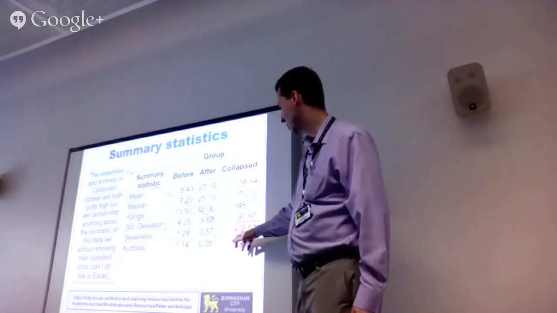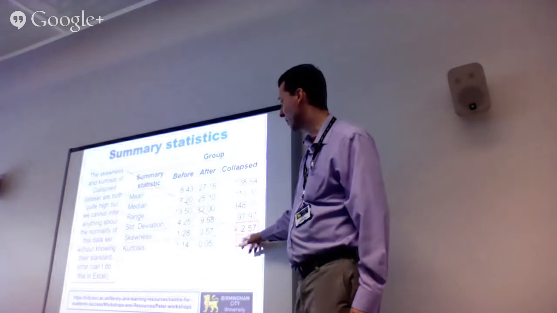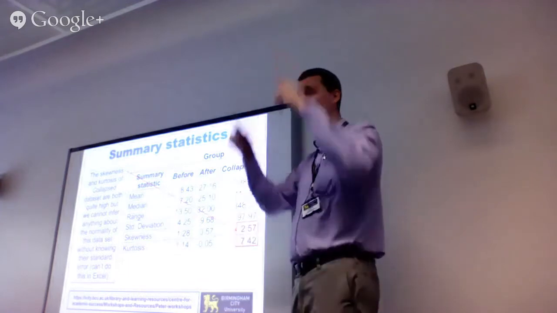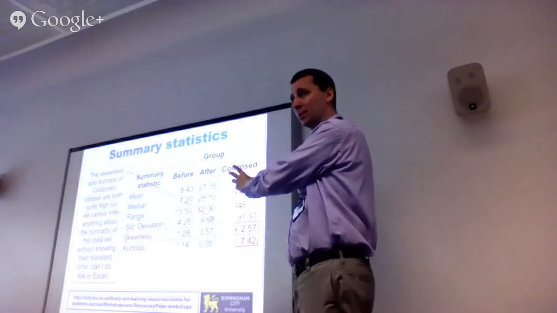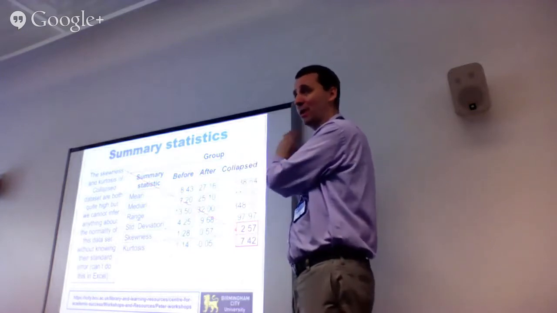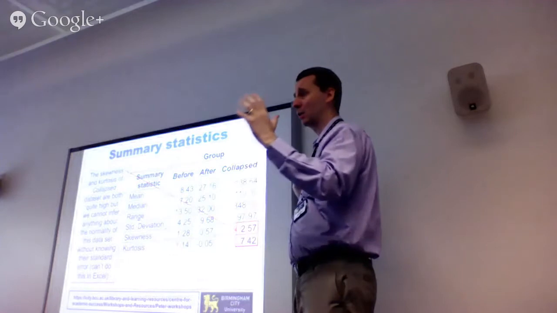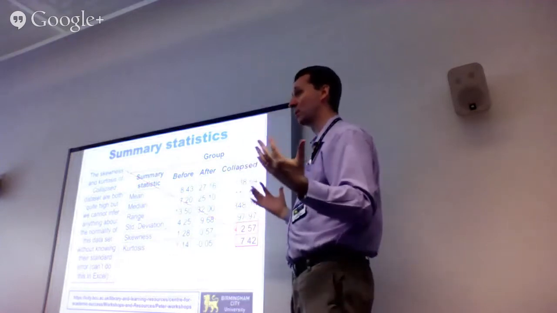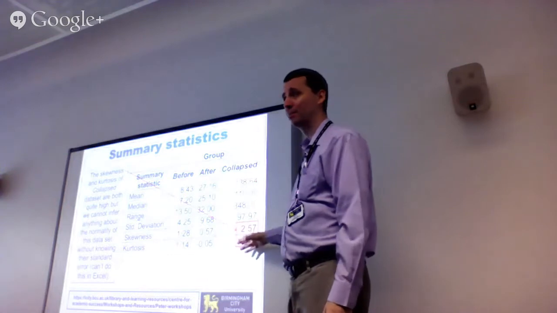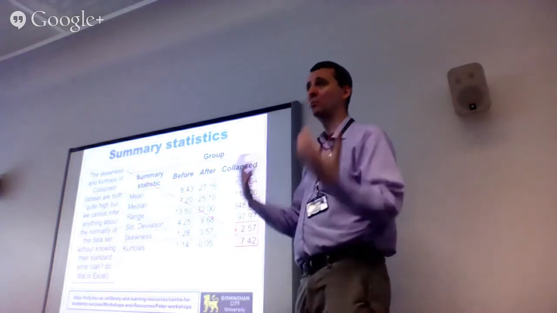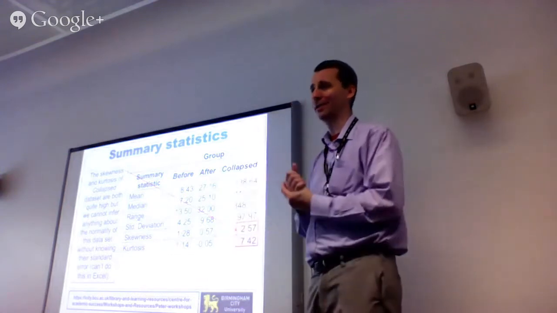So the kurtosis is very high for the collapse group, meaning it has a big peak, and that's because of that number on the right, that extreme outlier. If that extreme outlier wasn't there, the whole distribution would have changed shape, and it would have been much lower, basically. But you can't just remove an outlier because it's an outlier.